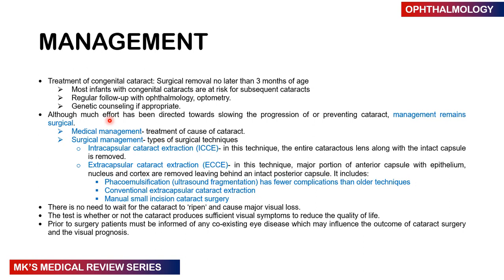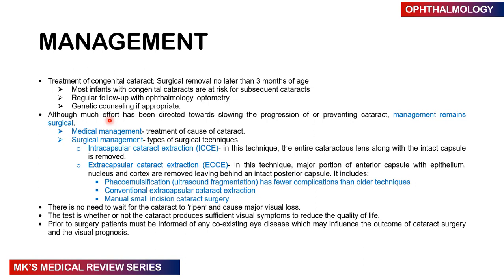Then of course, much more effort has been directed towards slowing the progression or even preventing the cataract, but the mainstay management is surgery. The medical management is pretty much going to be addressing the underlying cause. If it's diabetes, address the diabetes. Then surgical management, there are two types of surgery: intracapsular cataract extraction or extracapsular cataract extraction.